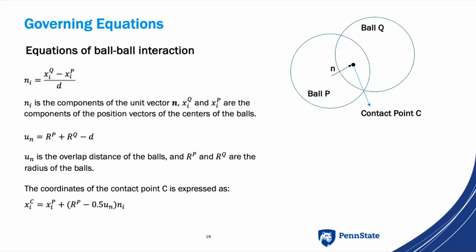Additionally, the overlap is described by this equation here. R is just the radius of the balls. Thus, the coordinate of the contact point C is expressed as this equation here. And finally, the contact force F, which is crucial to our formulations, can be resolved into normal and shear force.